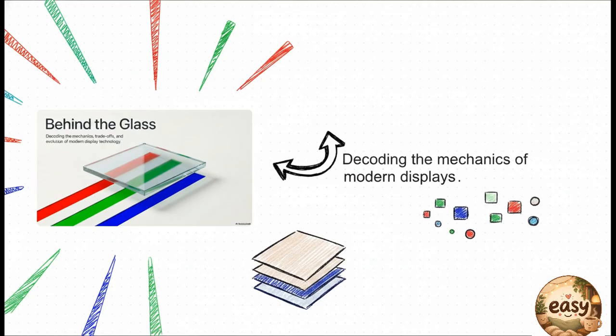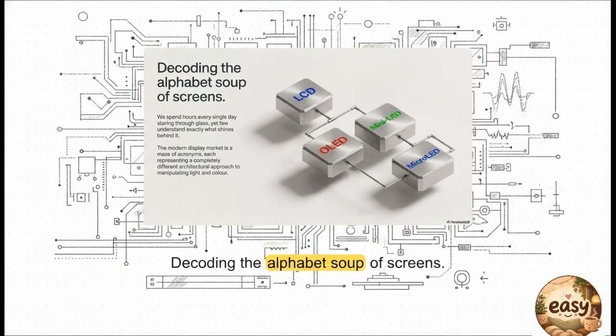If you look closely at these beautiful floating layers of red, green, and blue glass components, casting shadows on the circuitry below, you'll see we're going literally behind the glass today. We're going to decode the physical mechanics, the engineering trade-offs, and the absolutely incredible evolution of modern display technology. Because by the end of this explainer, you're going to understand exactly what you are paying for when you buy your next device.